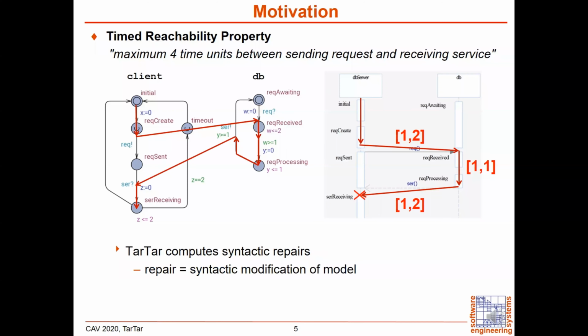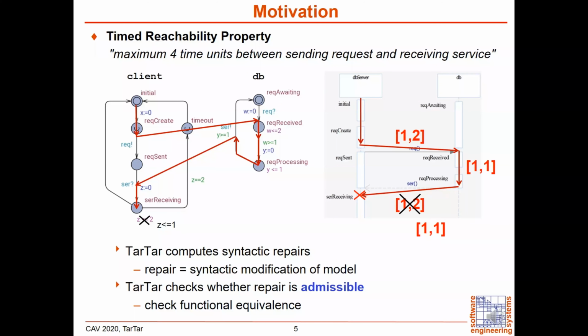TarTar analyzes this TDT to compute syntactic repairs. One repair is, for instance, to exchange the invariant x ≤ 2 at location receiving with x ≤ 1. This reduces the time for receiving the response to 1 time unit and removes the property violation. Also, TarTar ensures that the computed repairs are admissible, which means that the original and repaired NTA are functionally equivalent.